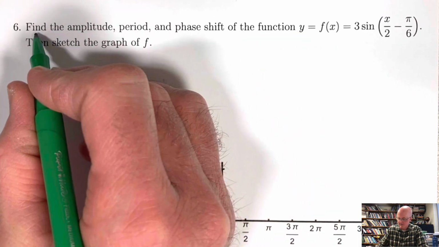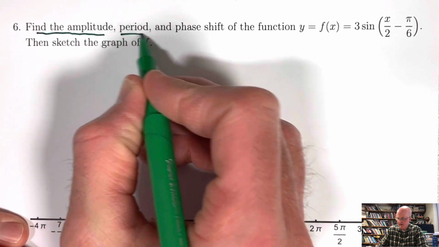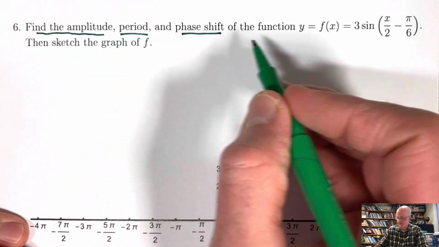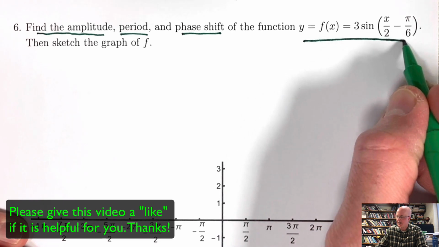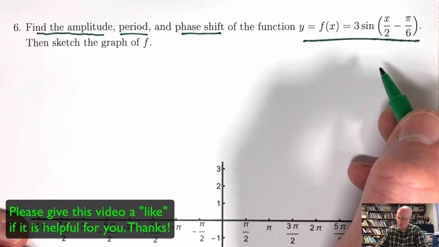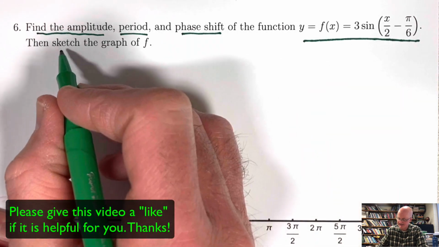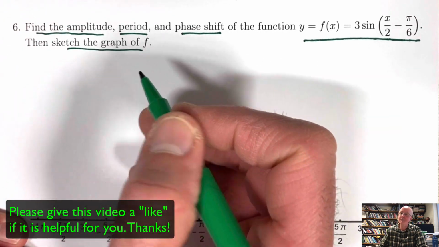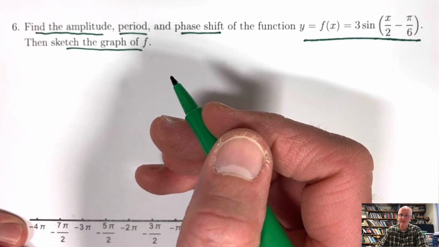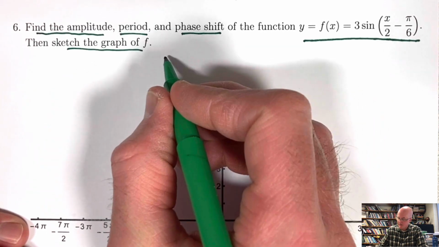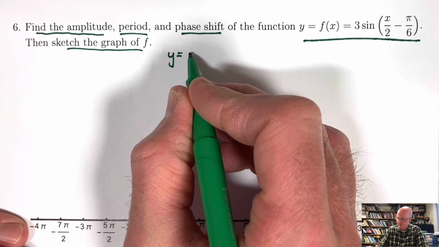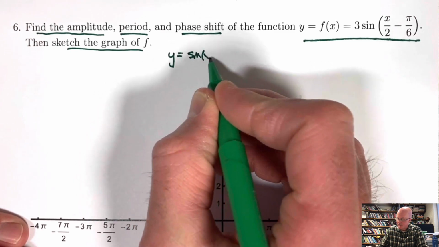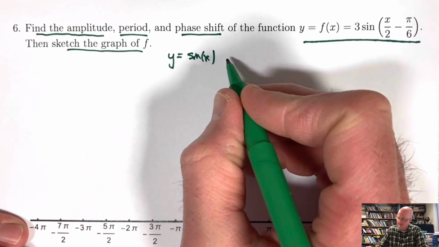Number 6 says to find the amplitude, period, and phase shift of this function. Y equals f of x equals 3 times sine of x over 2 minus pi over 6, and then sketch the graph of f. We're going to have to use our knowledge of transformations to help us do this problem. First, let's think about how do we get this function in terms of transformations. We start with the parent function, y equals sine of x.